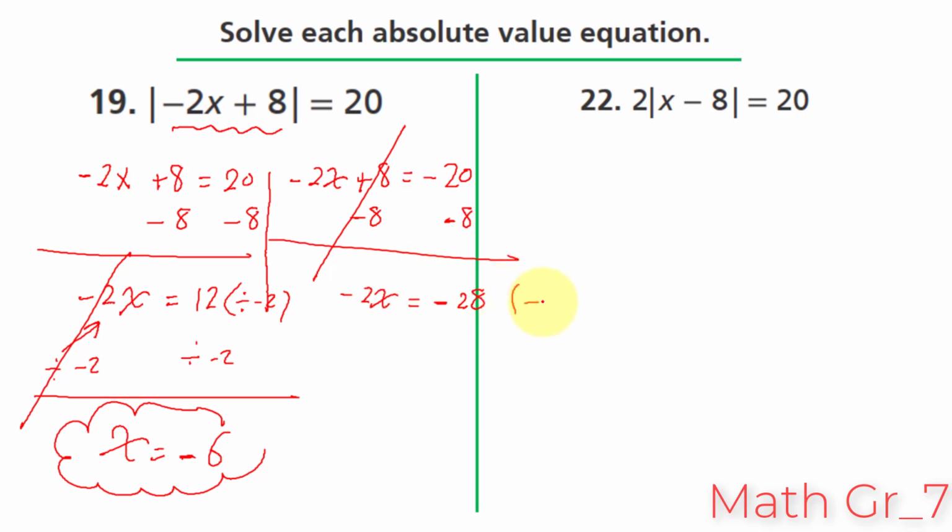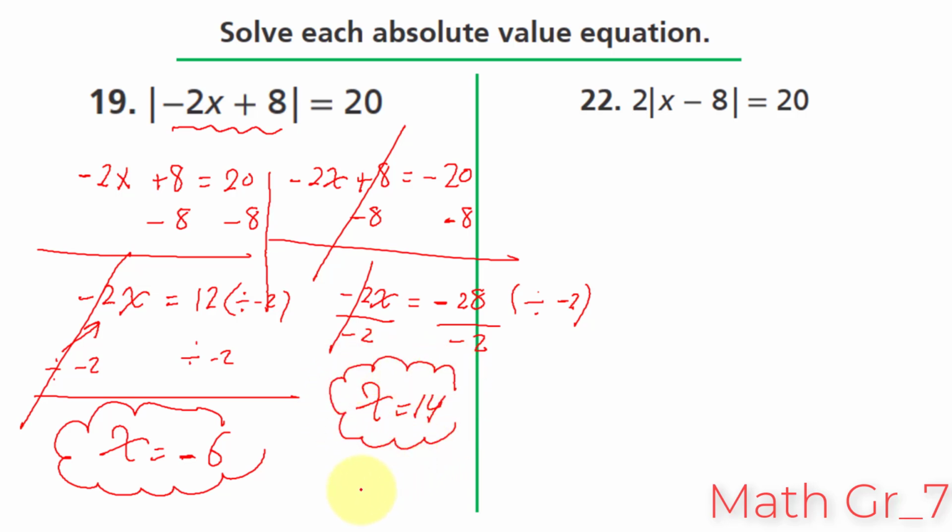Now we can divide both sides by what? Yes, the same. The coefficient of x is negative 2. Divided by negative 2, divided by negative 2. Now cancel. We get x is equal to negative divided by negative, positive. 28 divided by 2 is equal to 14. Now x equals 14. Now, what are the solutions for the main equation? x equals negative 6 and x equals 14.